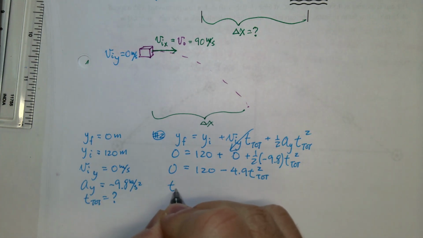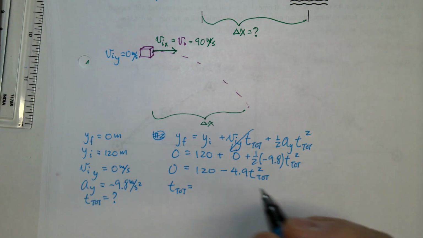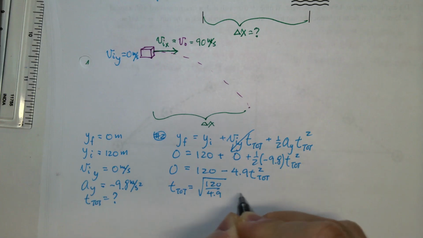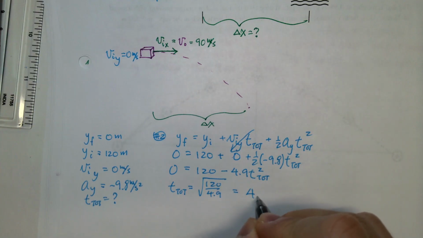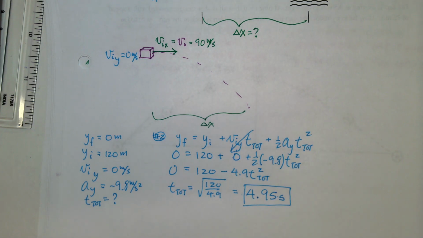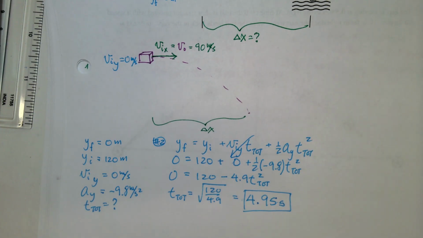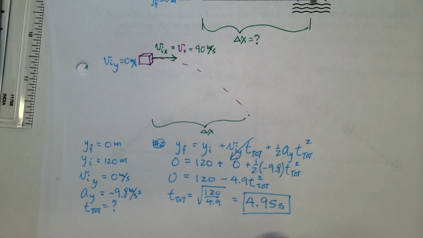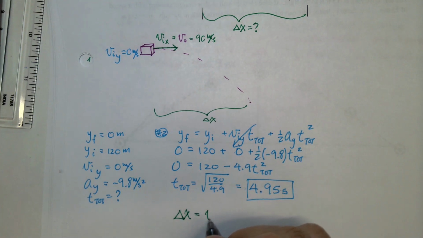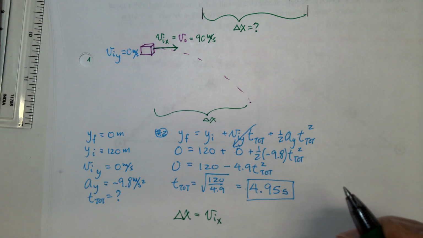So t total is equal to simply the square root of 120 over 4.9, which comes out to 4.95 seconds. Okay, so the package will be in the air for 4.95 seconds. Well, if that's true, it's going to have to travel horizontally for 4.95 seconds. Okay? So it will travel this much distance during that time because it's flying with the Vix of 90 meters per second.